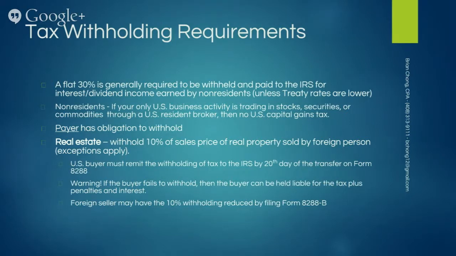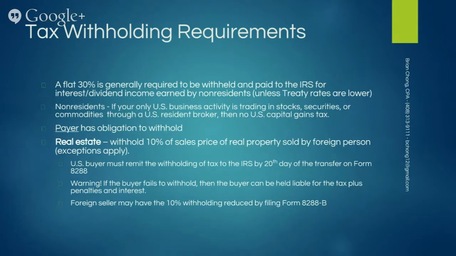Now, real estate is pretty hot, especially in the Bay Area. We have a lot of international investors. So yeah, the rule there is when that foreign investor sells their real estate property, 10% of the sales price is to be withheld and remitted to the IRS. Okay, and so it's actually the job of the U.S. buyer to figure out whether or not the seller of that investment property is a foreigner, and then to withhold 10%, and then they've got to remit the withholdings to the IRS within 20 days of the transaction, and then fill out a Form 8288.